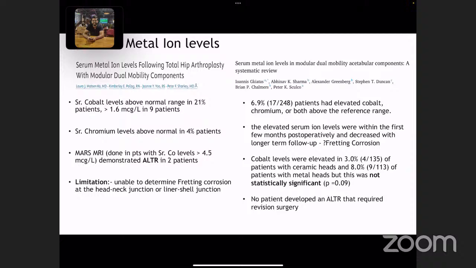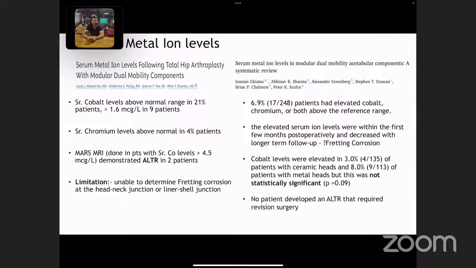A study by Madsen et al. has shown serum cobalt levels to be above the normal range in 21% of the patients, and 9 patients had more than 1.6 micrograms per liter. MARS MRI done in patients with serum cobalt levels more than 4.5 micrograms per liter demonstrated acute leukocyte tissue reaction in 2 patients.